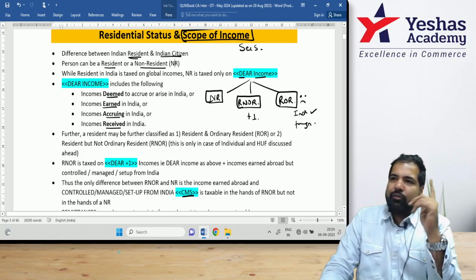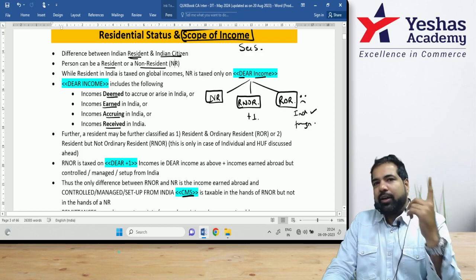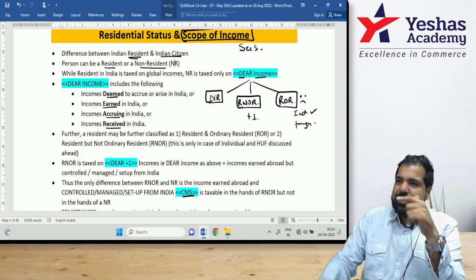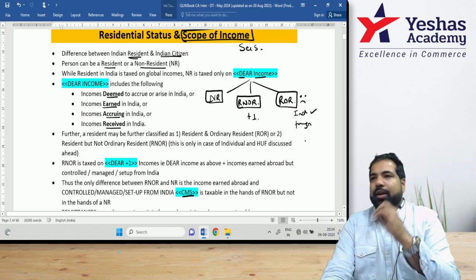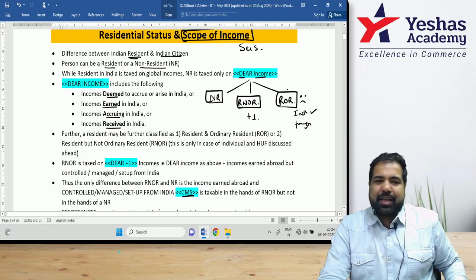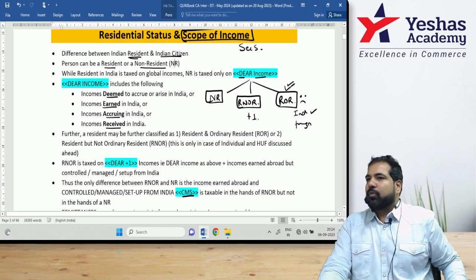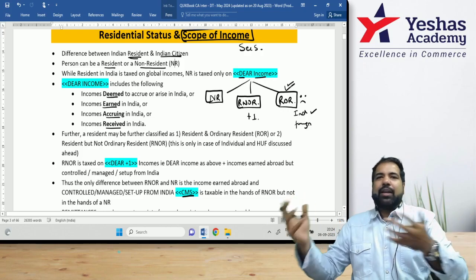for example, a house in London given on rent. Where? In London. Will London tax you? Will UK tax you? Yes, but India will also tax you, and that's the reason you are sad, because global incomes are taxable in India. But from an exam perspective, if ROR comes in the exam, every income is taxed unless it's exempt.